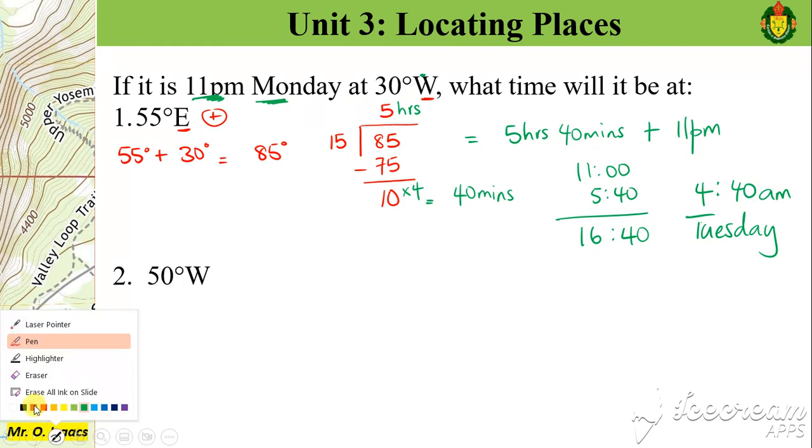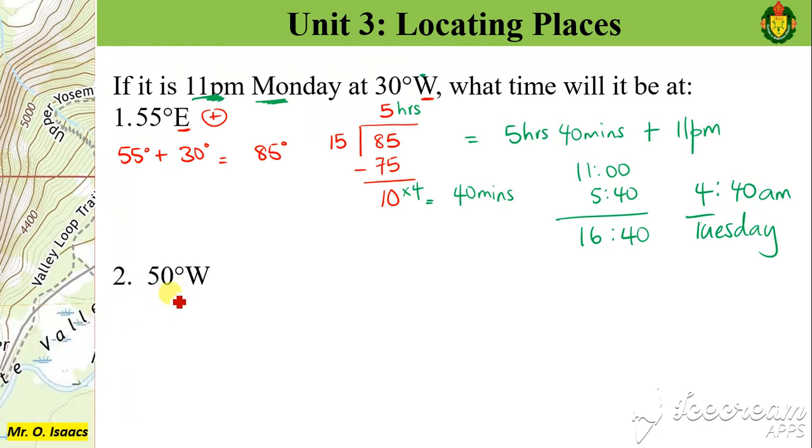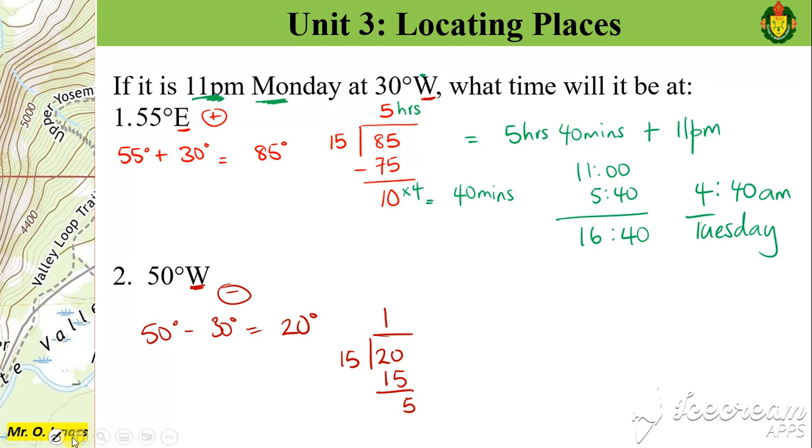Let's look at the second example. So here we have the western hemisphere and the western hemisphere again. So we're going to be subtracting time because they're in the same hemisphere. So we have 50 from 30 degrees, so we're left with 20 degrees. Then we're going to do the long division. 15 into 20, you can get 1 out of that. So you're left with 5 degrees.